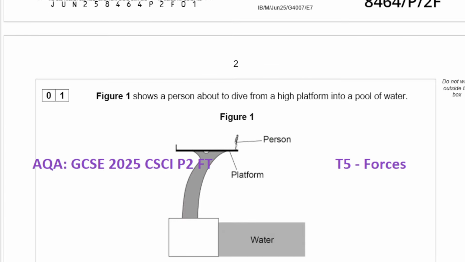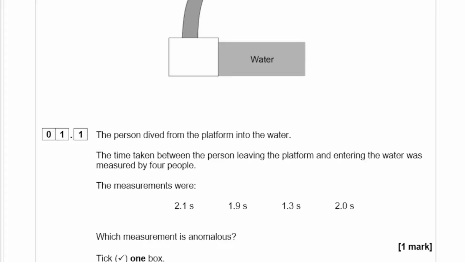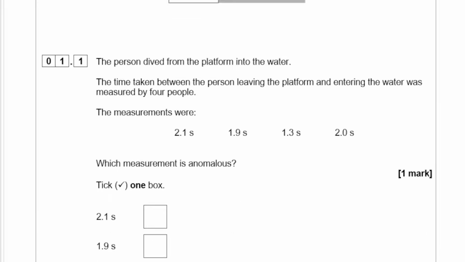So question number 1. Question 1. Figure 1 shows a person about to dive from a high platform into a pool of water. So you have an image showing the platform and the person on the platform and the water as well, labeled. The person dived from the platform into the water. The time taken between the person leaving the platform and entering the water was measured by 4 people. The measurements were 2.1 seconds, 1.9 seconds, 1.3 seconds, and 2 seconds.